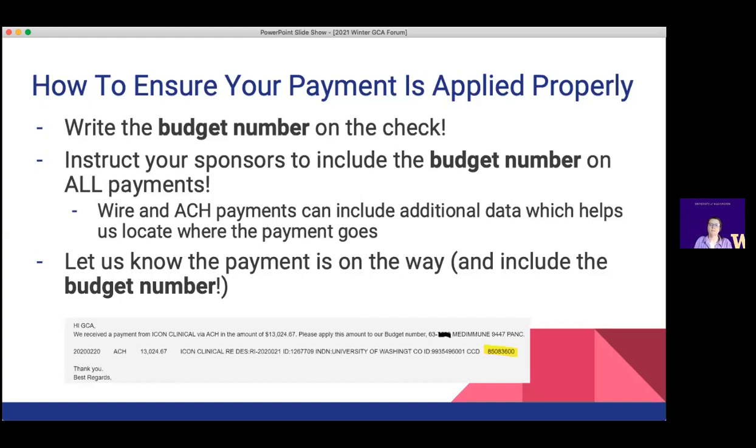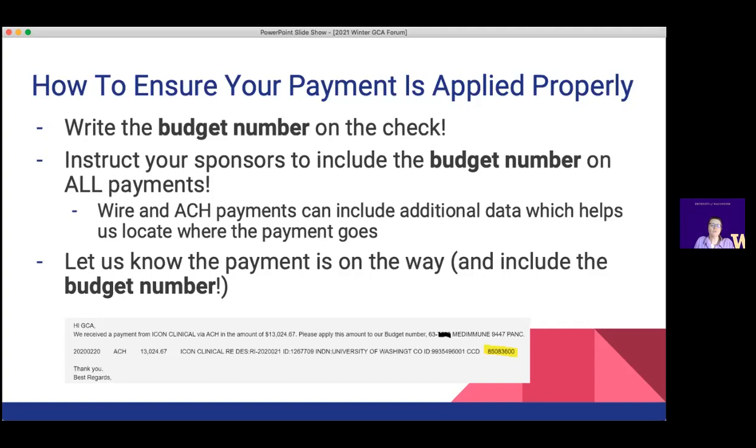And then if people are sending a wire or an ACH payment, we do pay extra to get a little extra. You can include a little message, and a lot of the sponsors will say this payment goes towards this budget number, or they'll give us a clue as to where that goes.